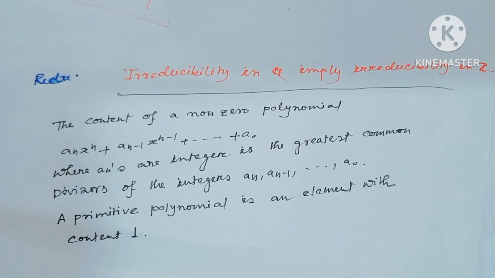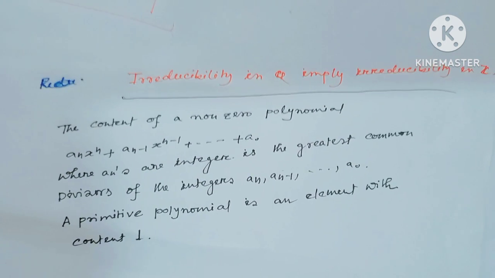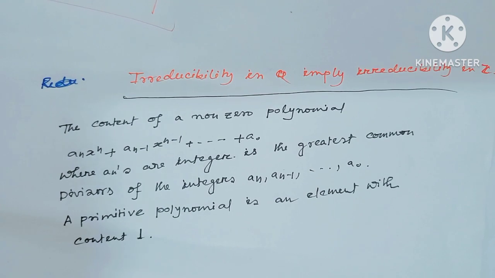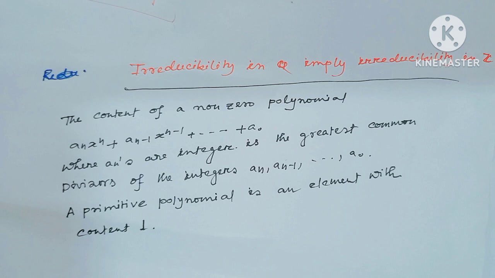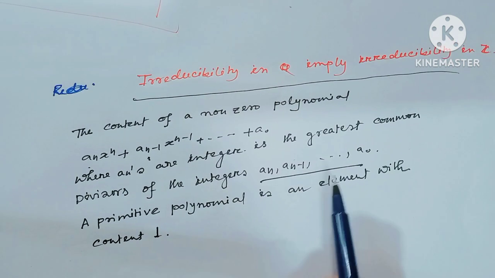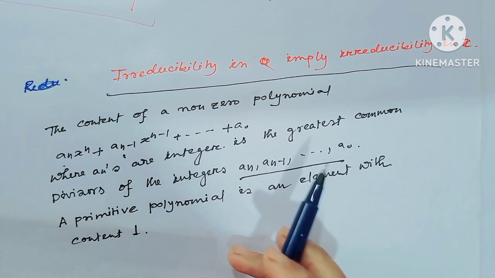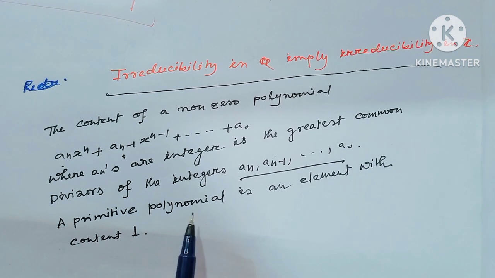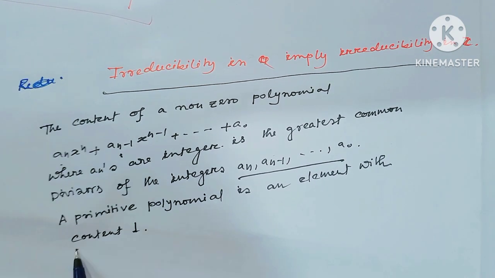For this, I will see the definition of a primitive polynomial. The content of a non-zero polynomial a_n x^n plus a_(n-1) x^(n-1) up to a_0: if the greatest common divisor of the coefficients of this polynomial is 1, then we call it a primitive polynomial, an element with content 1.